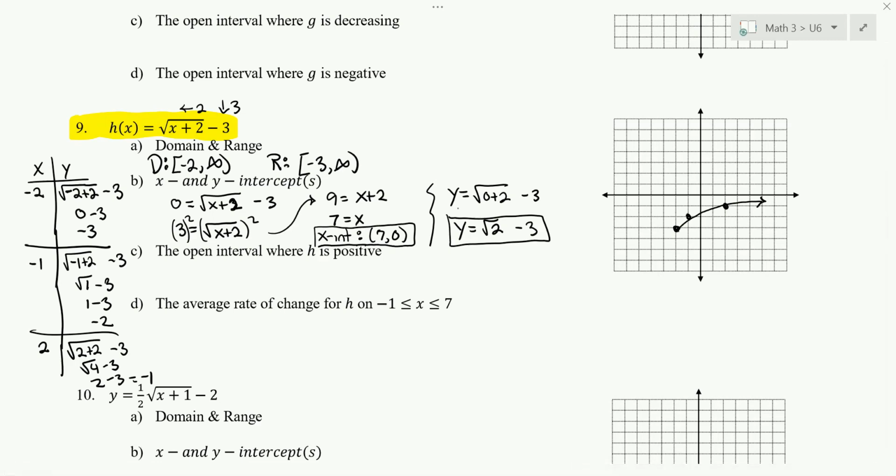And you see it's a decimal value. Even in our graph, we see it's crossing the y-axis somewhere between negative 1 and negative 2. C, the open interval where h is positive.